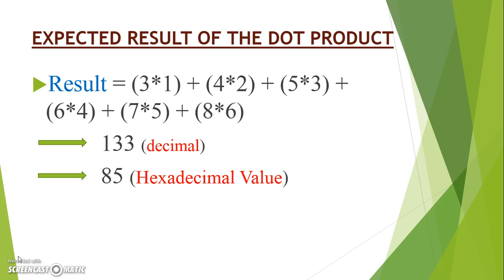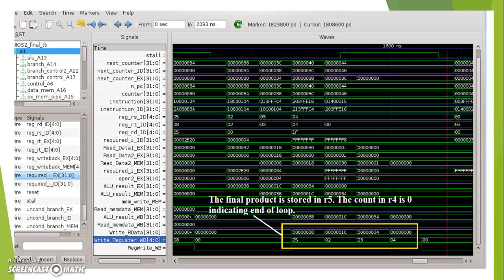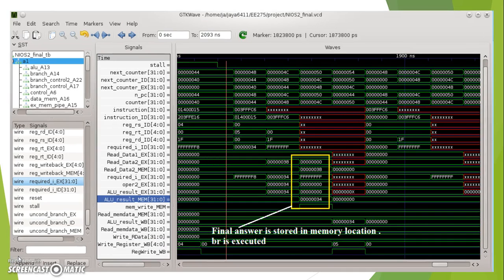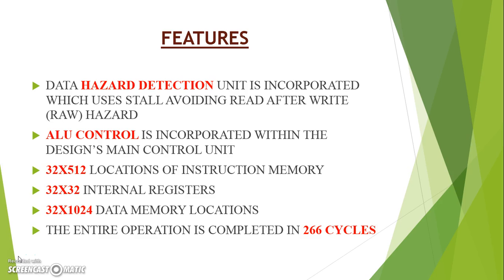This is the expected result according to the program, which is a value of 133 in decimal. The final product is stored in register R5 in hexadecimal format. The count in R4 decrements by 1, so it becomes 0, indicating the end of the loop. As the loop count is 0, there is no branch and the final result is written in memory location of data memory, which is the next free memory location. This is followed by the execution of branch instruction, that is stop.